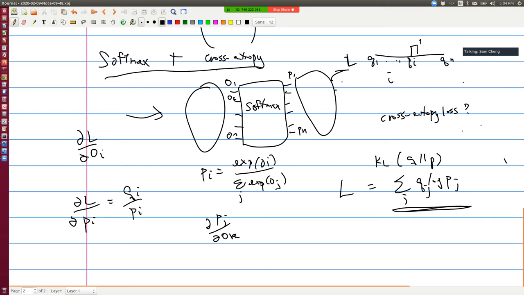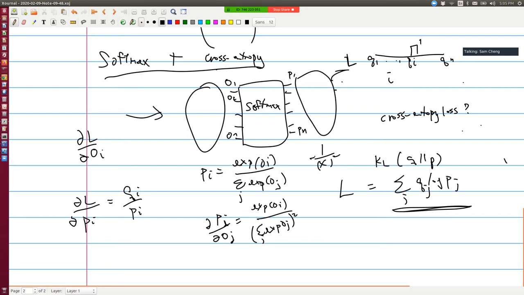So if you look at this one, basically there are two cases here. If I assume j and k are not equal, then, let me write it as partial p_i over partial o_j. The numerator above doesn't depend on o_j, so it's just a constant. So below will be just the whole thing. This is similar to 1 over x, right? So the derivative of 1 over x will be minus 1 over x squared, so I have the square and a minus sign here.